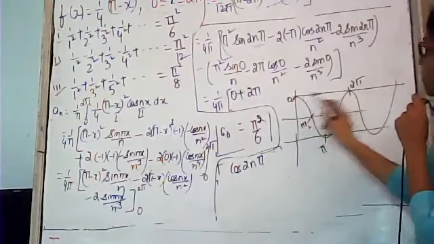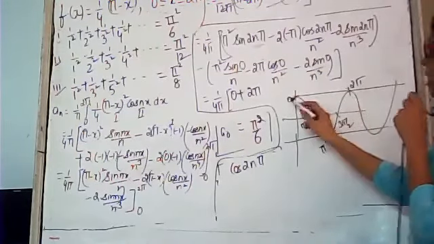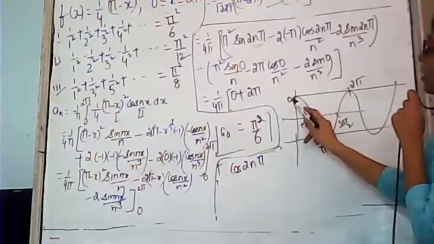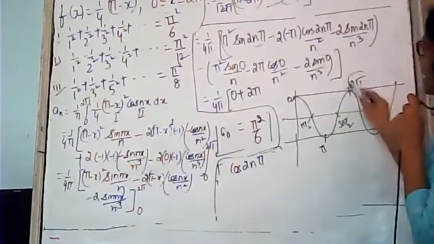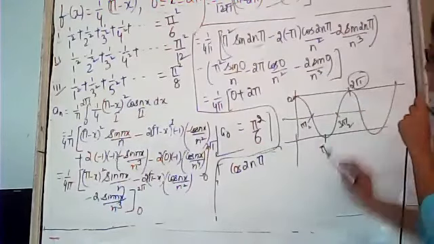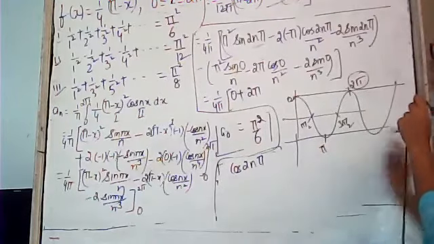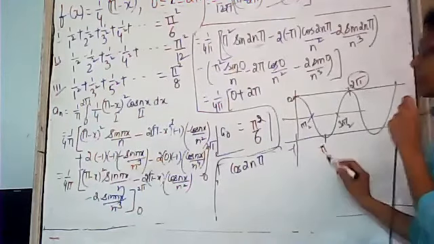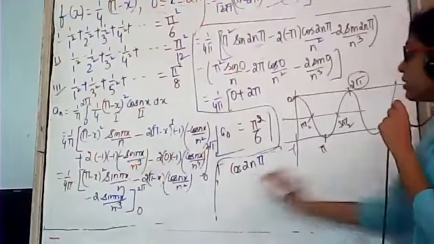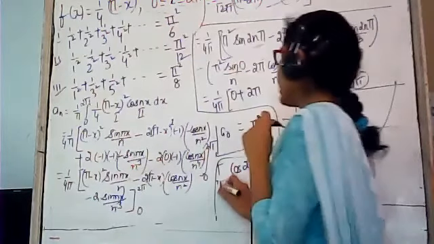All the even multiples of pi are on this line, so every value of cos at the even multiple is 1. And all the odd multiples are on this line, so its value is minus 1. You can substitute here, put n equals 1.